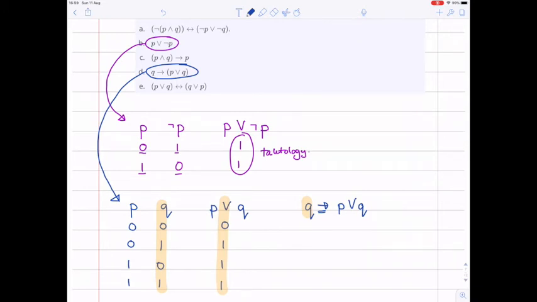So what we're saying here is we've got if Q is true, then P or Q is true. That's really what we're asking. Is this always going to be the case?